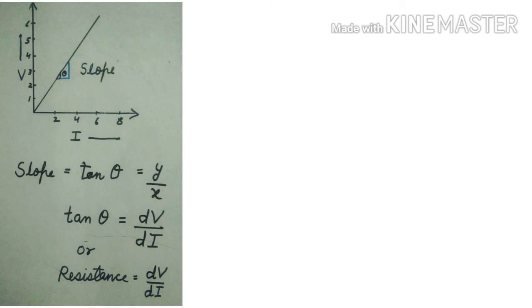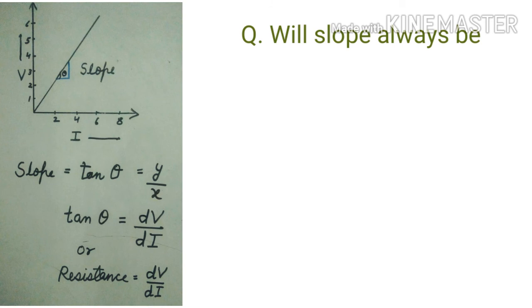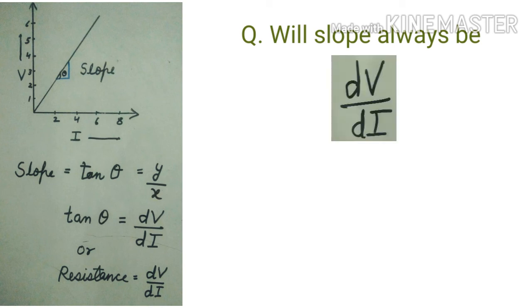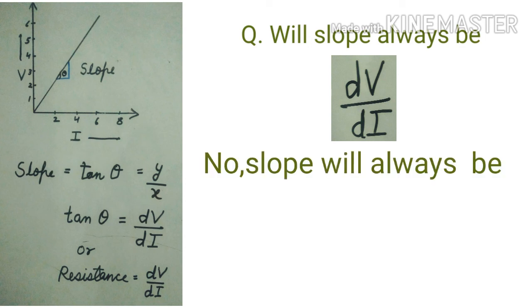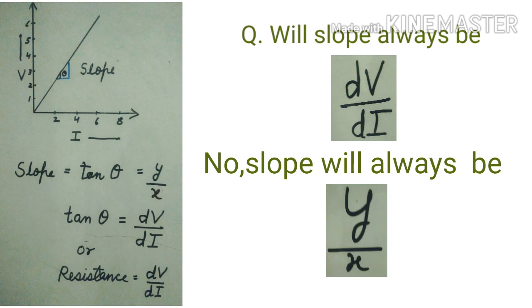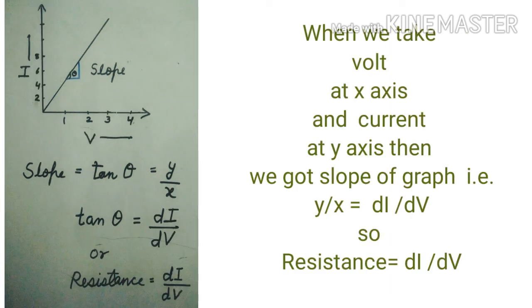On the y axis voltage is present, and on the x axis current is present. So the resistance for a small part will be dV upon dI. Now one question arises, will slope always be dV upon dI? No, slope will not always be dV upon dI. Slope will always be y upon x. When we take volt on the x-axis and current on the y-axis, then the slope of the graph will be dI upon dV.